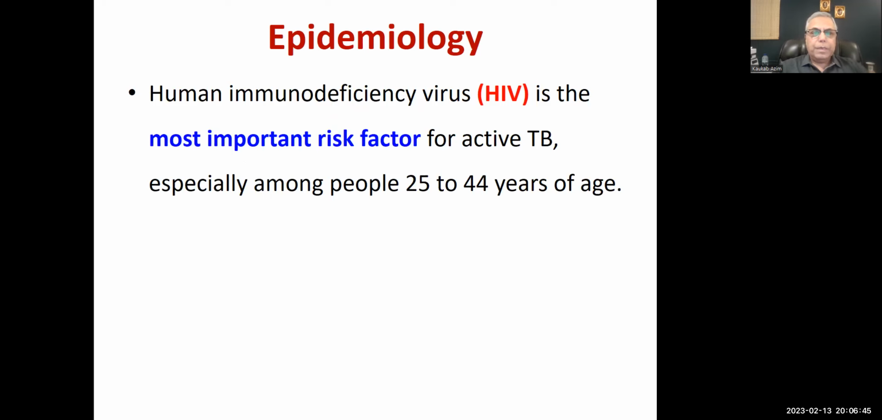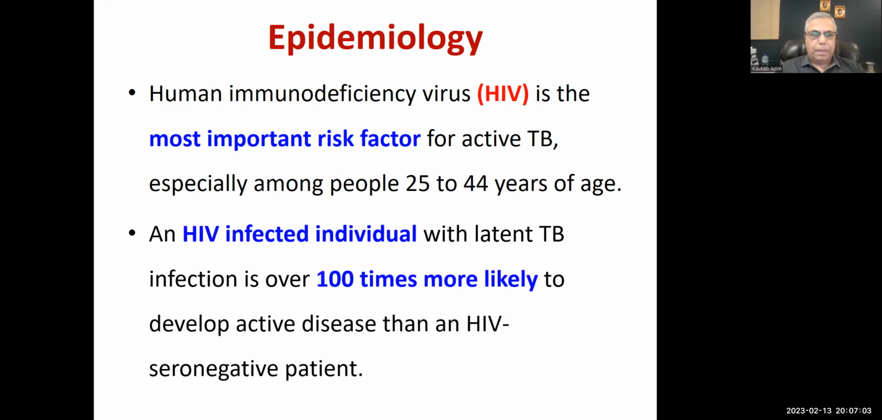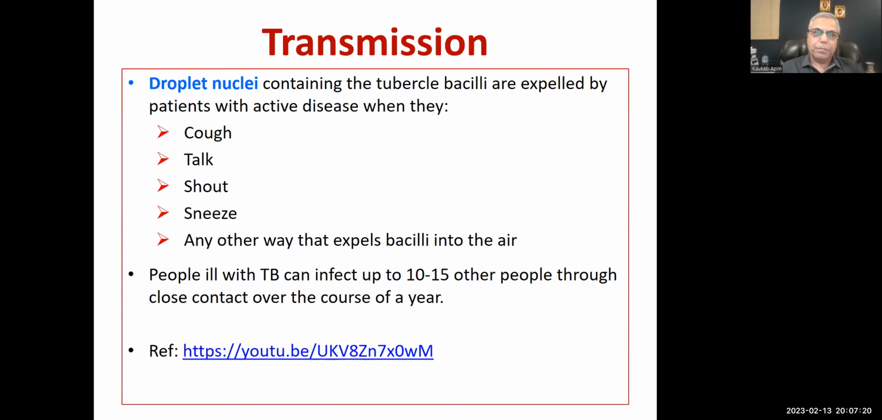So, human immunodeficiency virus, HIV, is the most important risk factor for active tuberculosis, especially among people 25 to 44 years, and that is in the USA, and mostly we have statistics from the USA, right? An HIV infected individual with latent tuberculosis infection is over 100 times more likely to develop active disease than an HIV seronegative patient. Okay, so HIV is a strong risk factor for active disease.